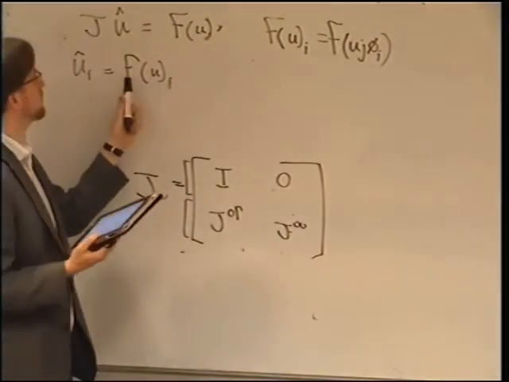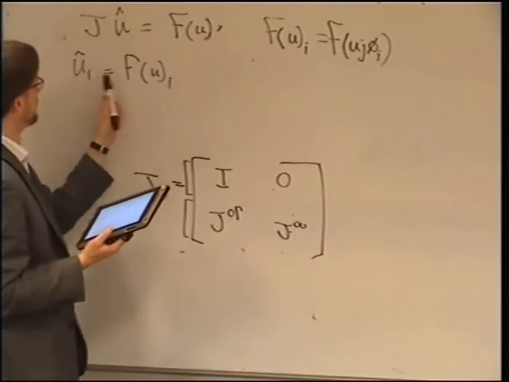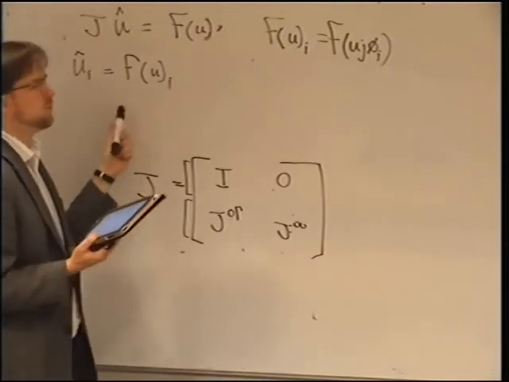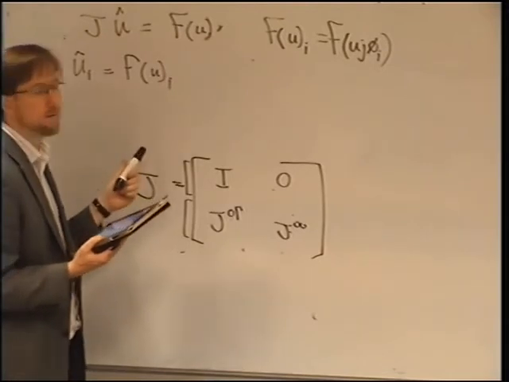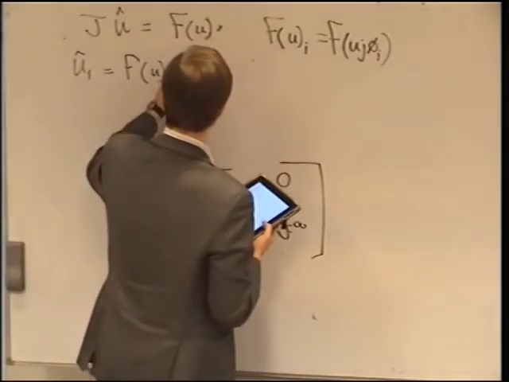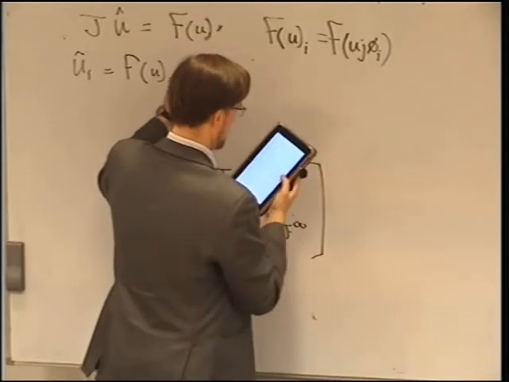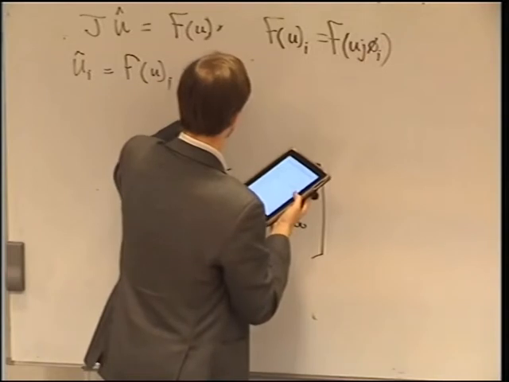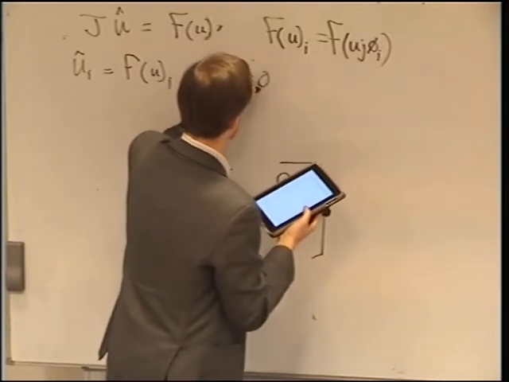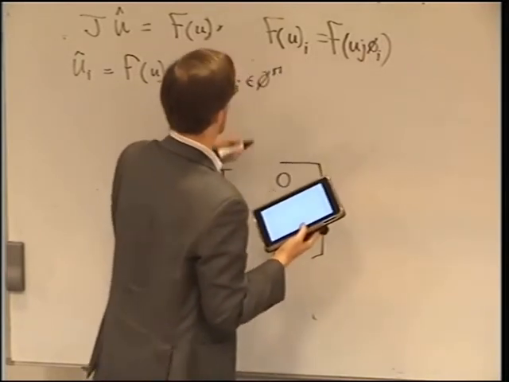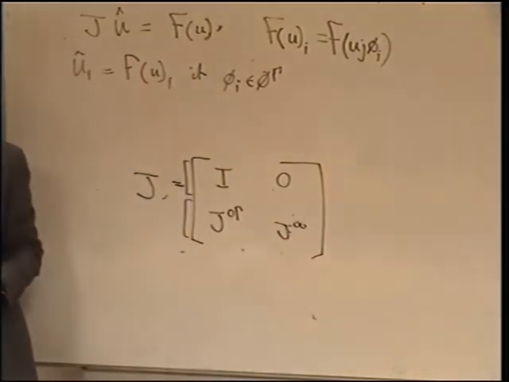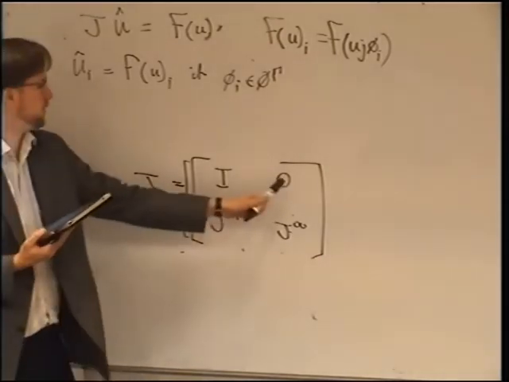So this is my vector that's here. The ith component of u is equal just to the residual evaluated if phi I is a boundary basis function. That's all that's saying.